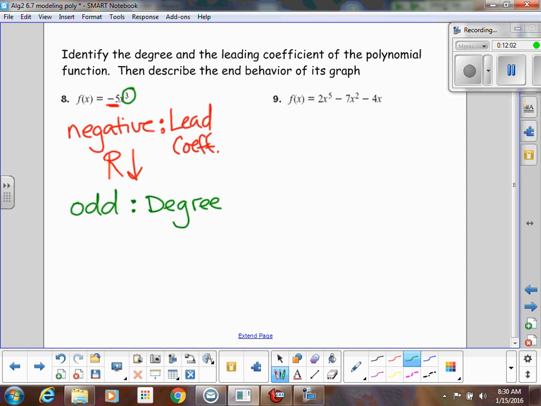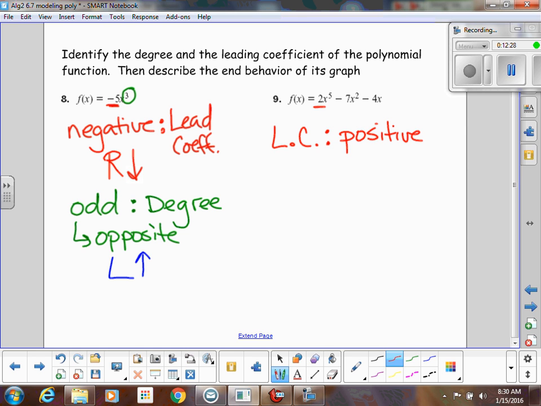Okay, and we said if they're odd, remember the O's, odds are opposite. So that means that the left end behavior is going to do the opposite of what the right did, so it will be going upward. Okay, let's do one more. So in this number 9, my lead coefficient, I'm going to abbreviate LC. My lead coefficient is positive 2, and remember we care that it's positive. I don't care what the actual number is, I just care that it's positive. So that means that my right end behavior is going to be going upward.